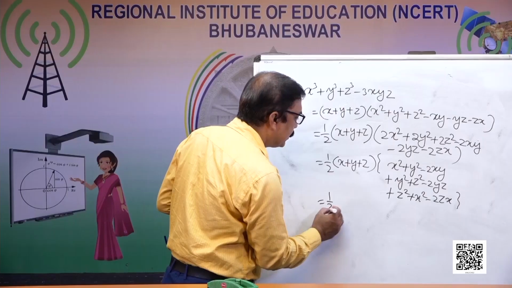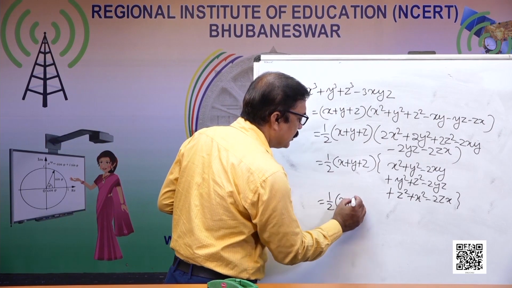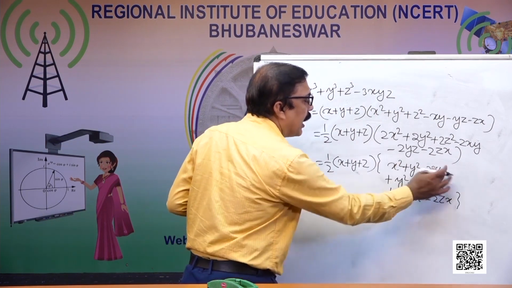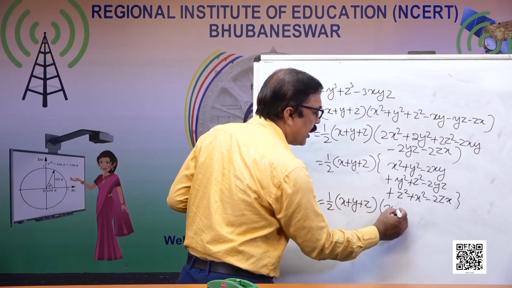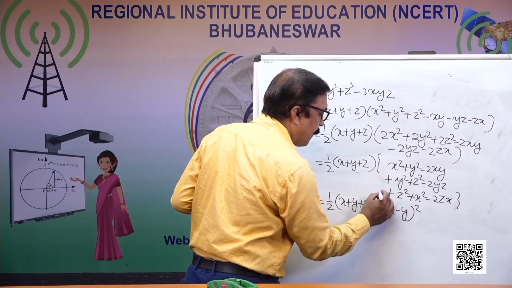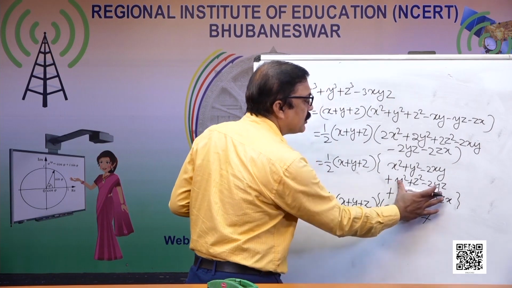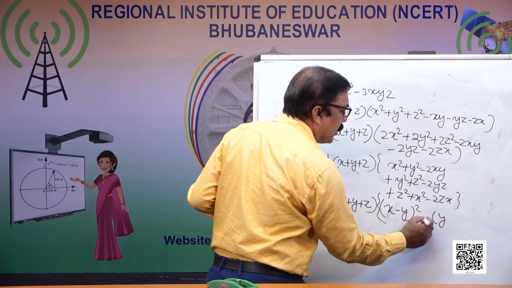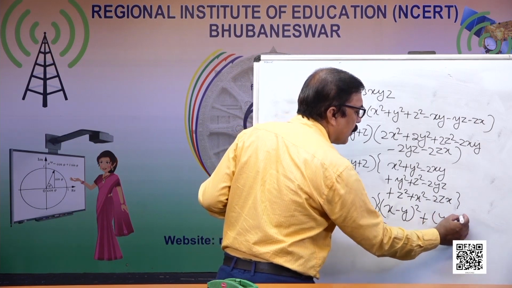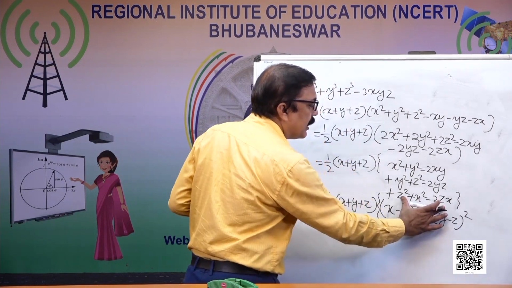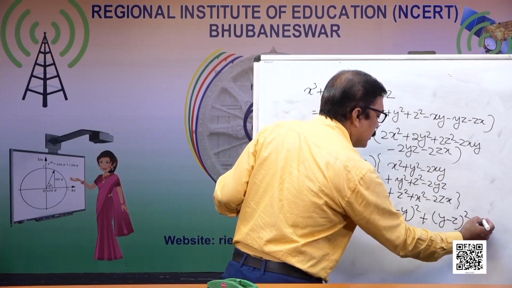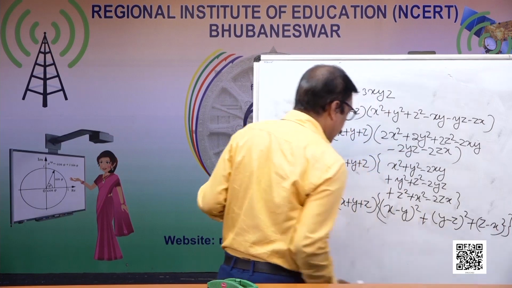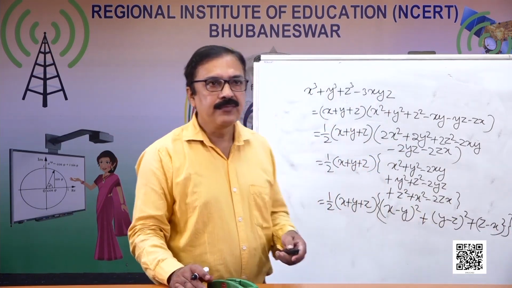Then what happens? Each is an identity. This is the identity of x minus y whole square, and this is the identity of y minus z whole square, and this is the identity of z minus x whole square. So we can prove this.